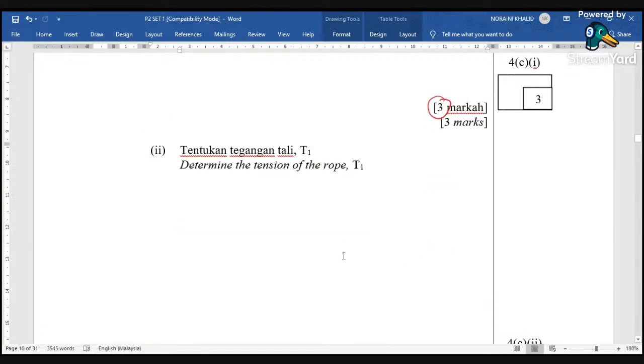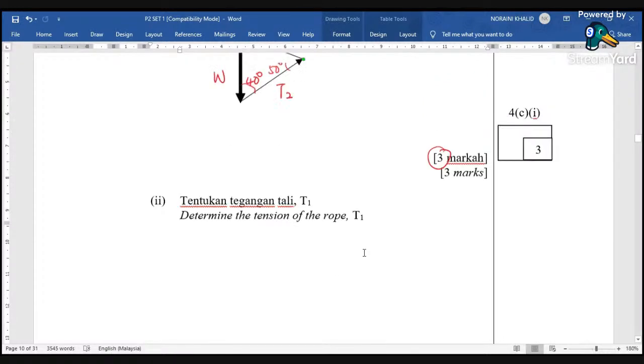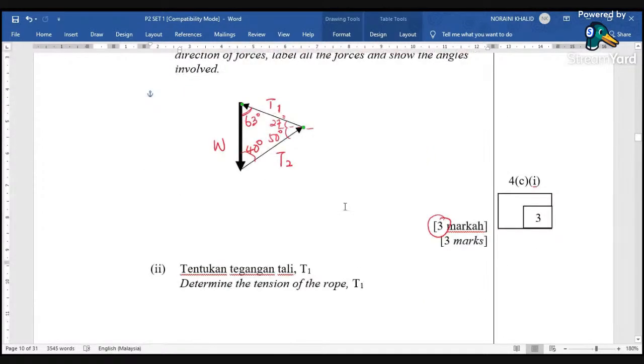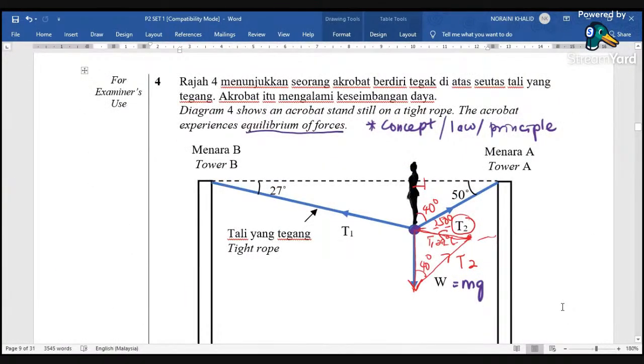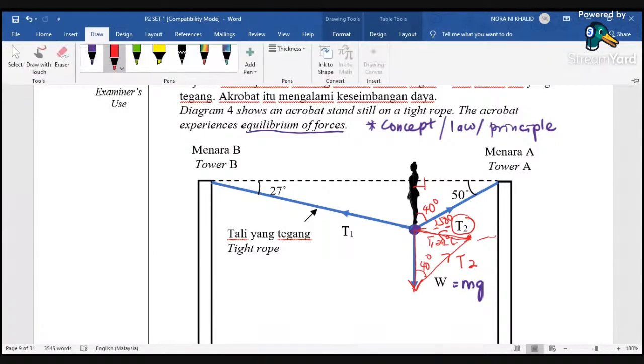Determine the tension of the rope T1. There is more than one method for you all to solve. You can use a mathematical formula like the cosine formula, or you can use resolution of a force to determine. Let's say I use resolution to find the value of T1.